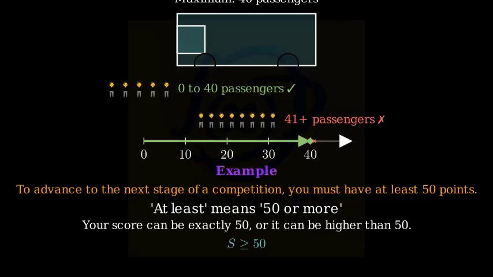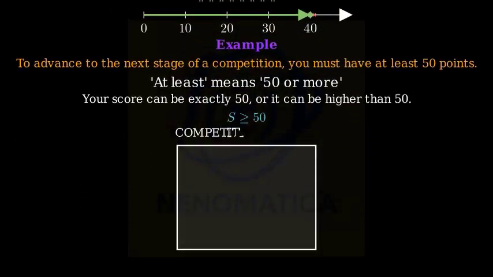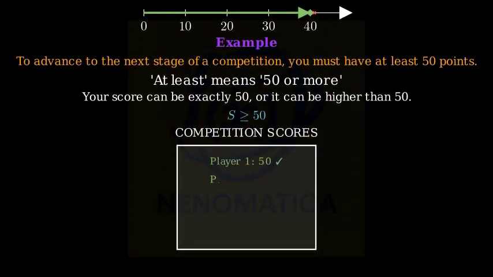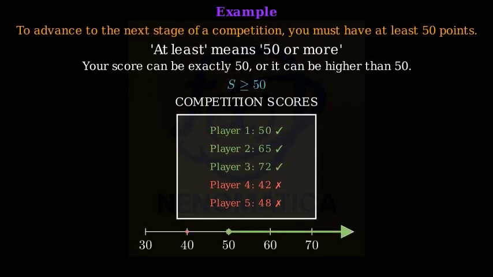Let's visualize this with a scoreboard. Here's a scoreboard showing various scores. Scores of 50 and above are valid for advancing to the next stage. Scores below 50 are not sufficient for advancement. On a number line, we include the point 50 and all points to the right.